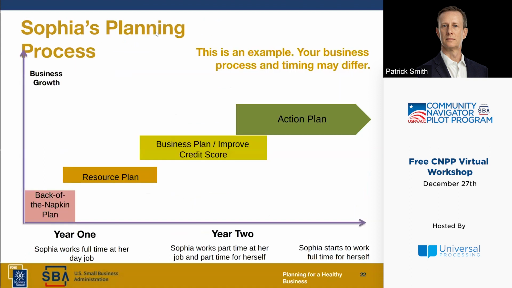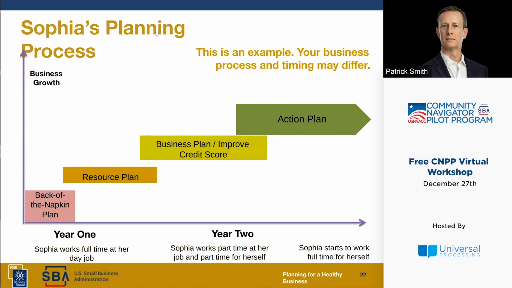So again, Sophia's planning process. This is an example of a business process, and your business and process timing may differ. So you see that she did back of the napkin planning. Year one, Sophia works her full-time day job and she does resource planning.